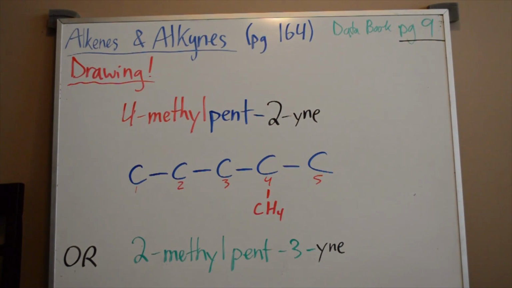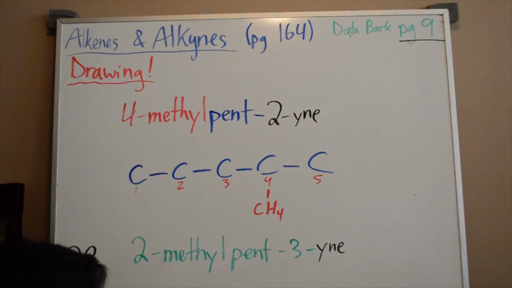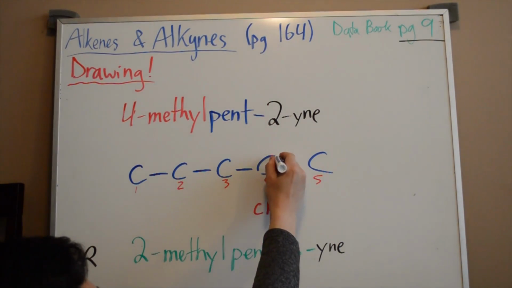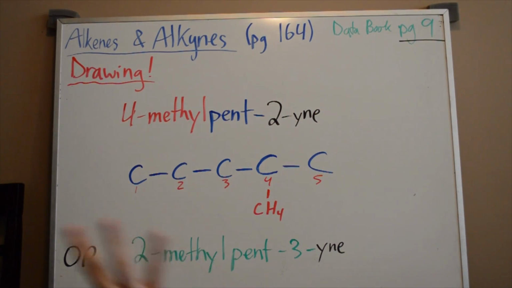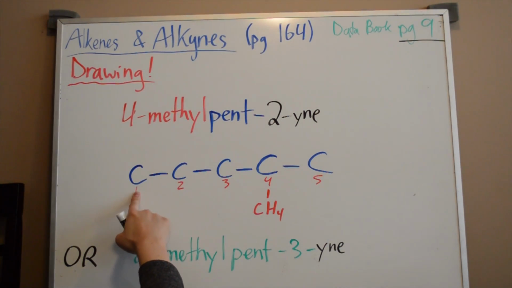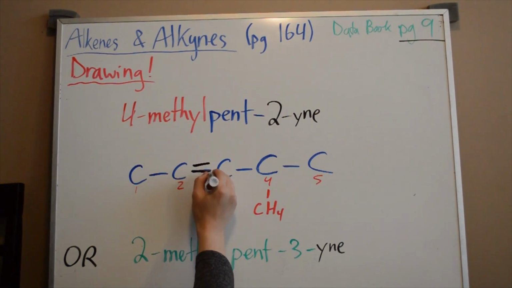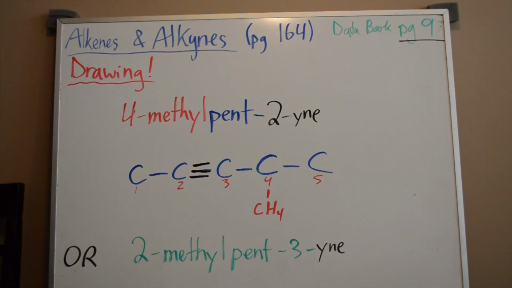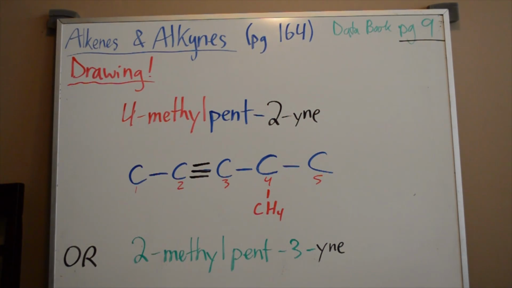CH4, just like that. So we got the 4-methyl part, we got the pent part, now we need the 2-yne part. What does the yne tell me? Yne tells me that I have a triple bond on the 2nd carbon. So let's go ahead and do that right now. 1st carbon, 2nd carbon right here, yne, triple bond, like that. All right, so we just drew 4-methylpent-2-yne, and I didn't bother writing the hydrogens, but imagine that they are there.